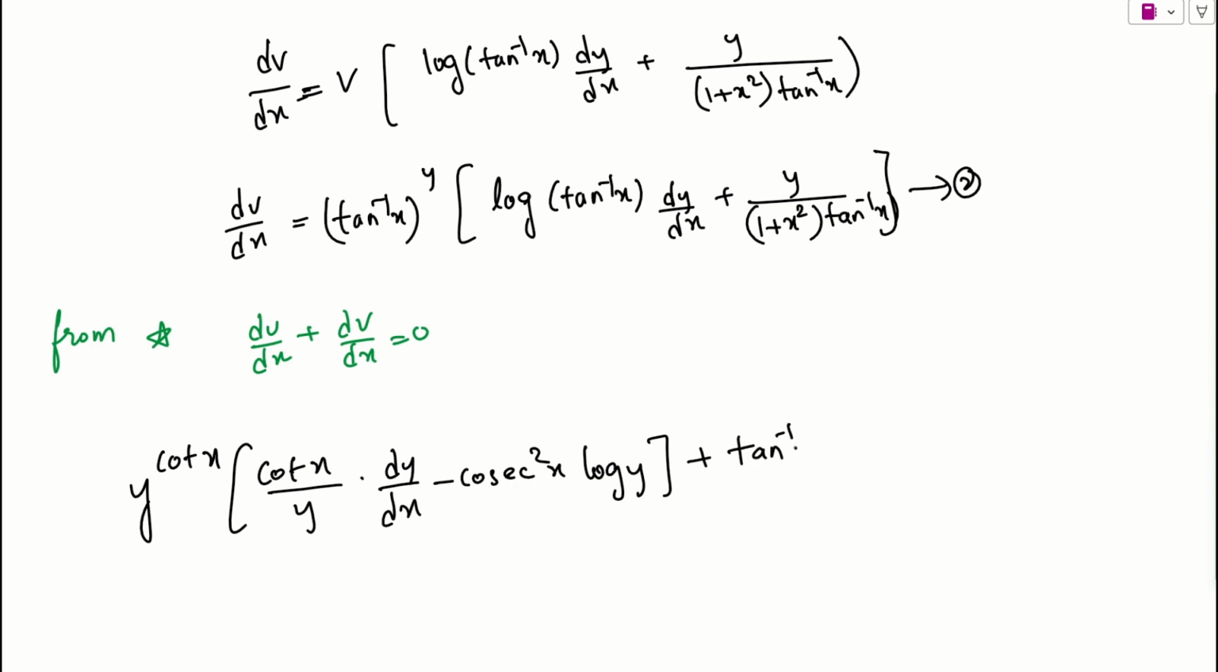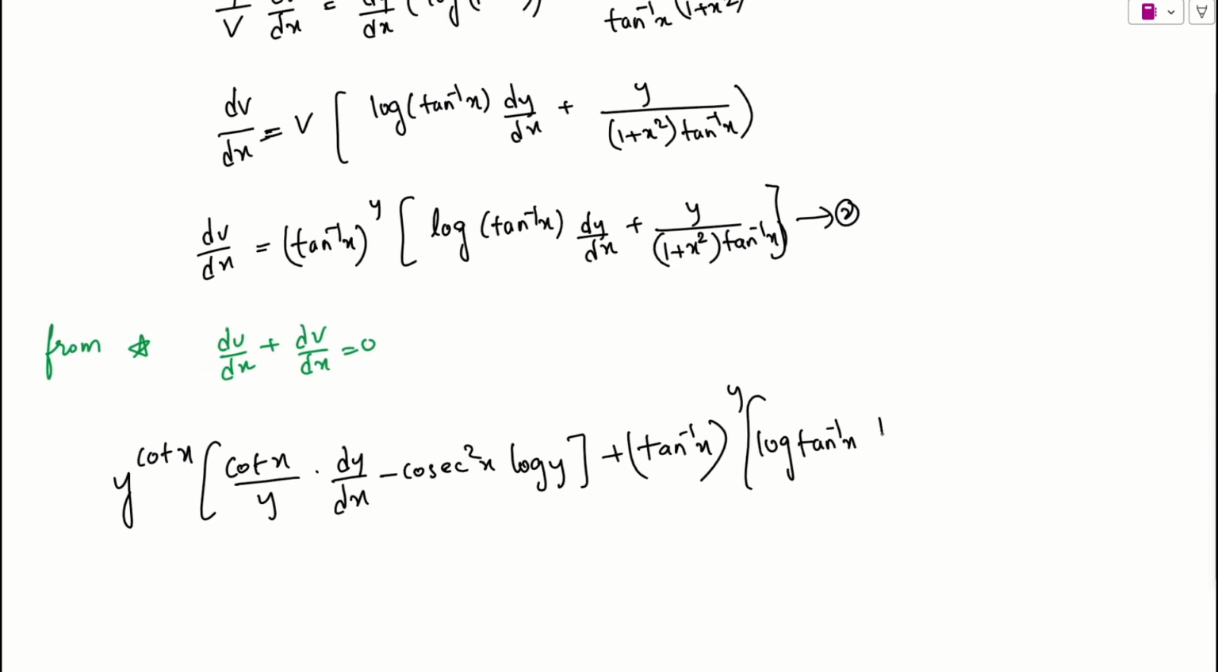Plus, what is dv by dx? Which is nothing but (tan inverse of x) whole power y times log tan inverse of x, into dy by dx, plus y by (1 plus x square) into tan inverse of x, must be equal to 0.